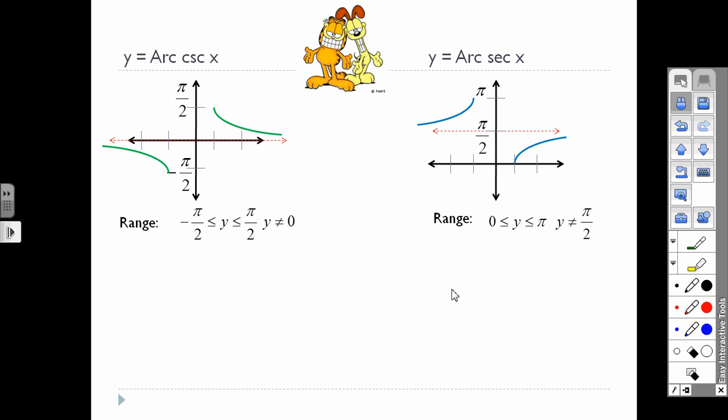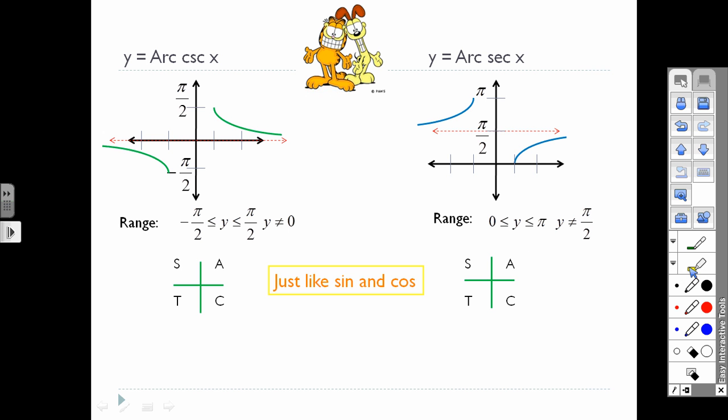So if we look at this, here's our principal value range from 0 to pi. And we exclude pi over 2 as a possible solution. So just like with the tangent and cotangent inverses, the principal values follow the same rules as sine and cosine. Cosecant is the reciprocal of sine, so we're going to use the two quadrants associated with sine. And secant is the reciprocal of cosine, so we're going to use the two quadrants associated with cosine.